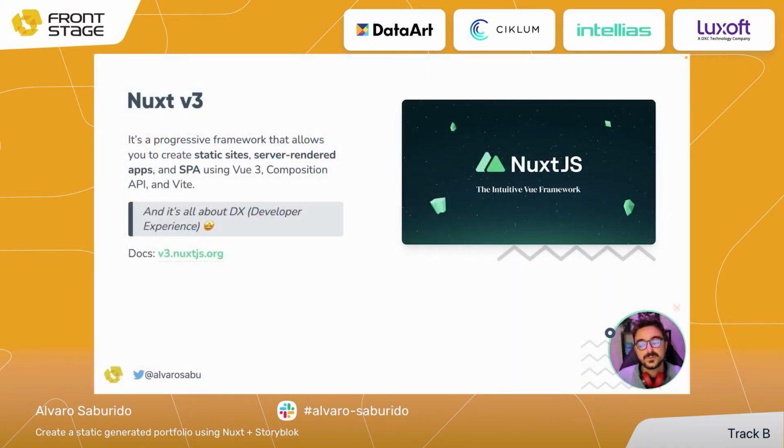Now let's talk about the tools that we're going to use today to create a static generated portfolio. The first one is Nuxt 3, which is one of my favorite frameworks in the front-end ecosystem. Why? Because basically it allows you to create static site generated pages, server-side rendering apps, and SPAs using Vue 3, composition API, and most important, it is powered by Vite. So we can summarize everything in just this sentence: Nuxt 3 is all about the developer experience. You can check the docs on the link in the slide.